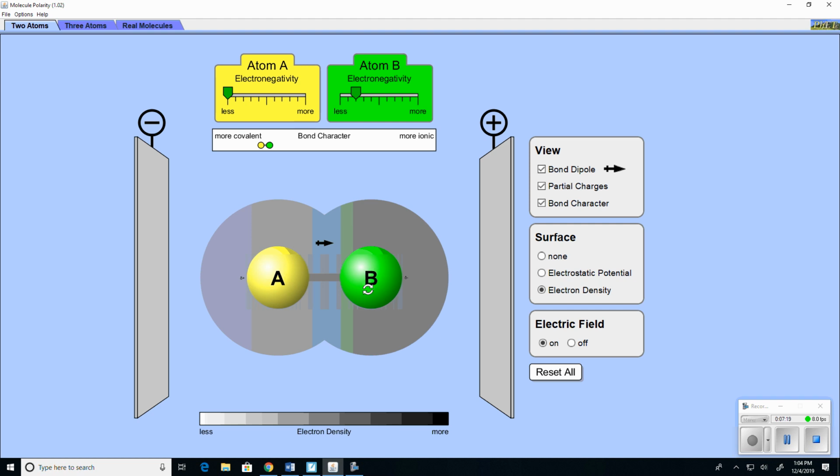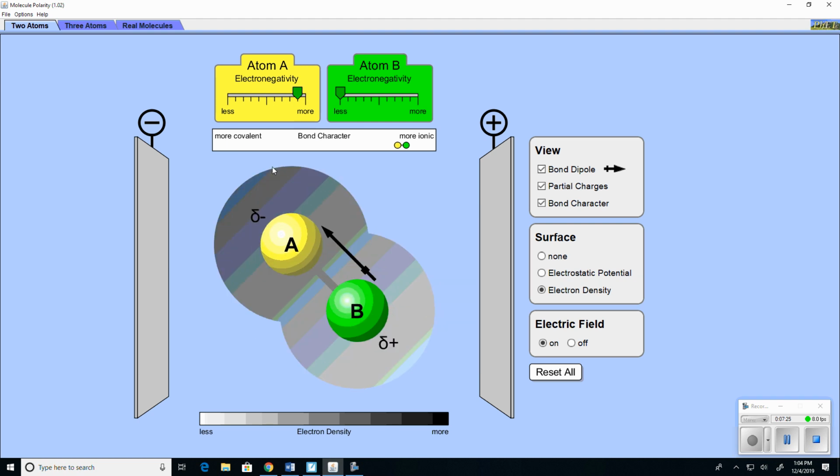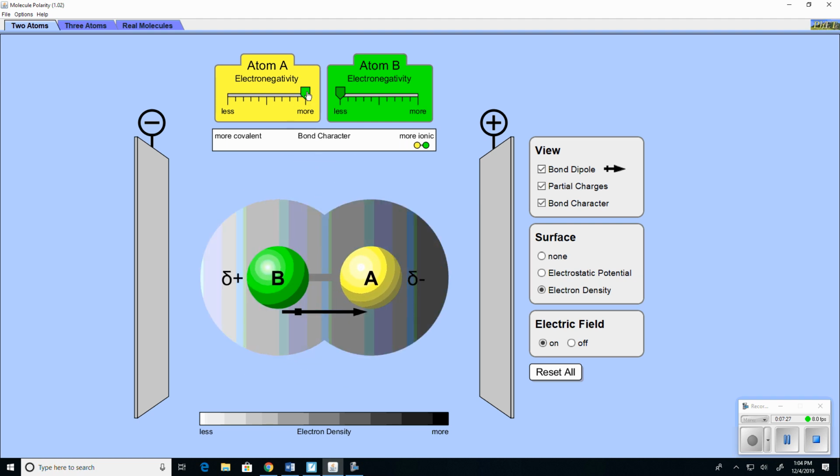Again, number 12 says put the setting for B at the lowest possible, move A. So it doesn't matter which one is high electronegativity or low electronegativity. If there's a difference in electronegativity, there is a slight dipole.